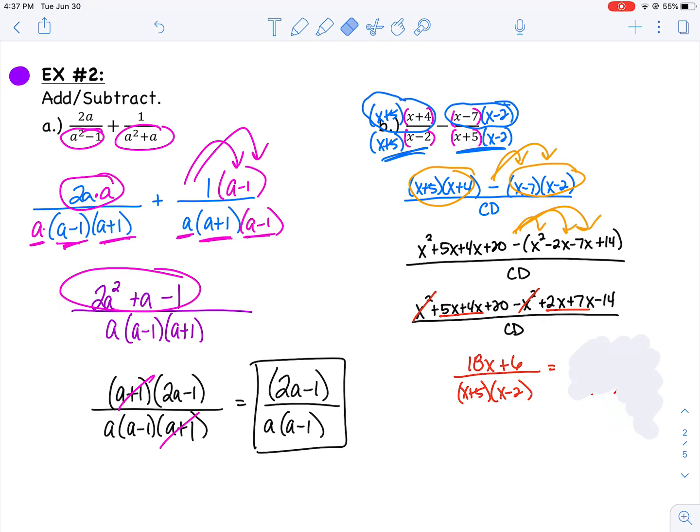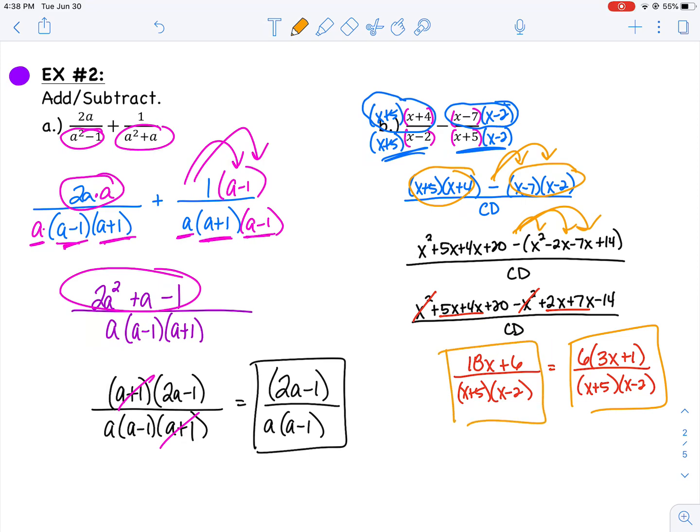Now, if I can reduce more, then that's what we need to do. So let's look again really carefully at our numerator to see if we can factor anything out. It looks like I can factor out a GCF of a 6. If I take out a 6, I would have left a 3x plus 1. But it doesn't look like there's any common factor between the top and the bottom, so it looks like that would be my final answer. Either of these would be acceptable, since I can't reduce it any farther.